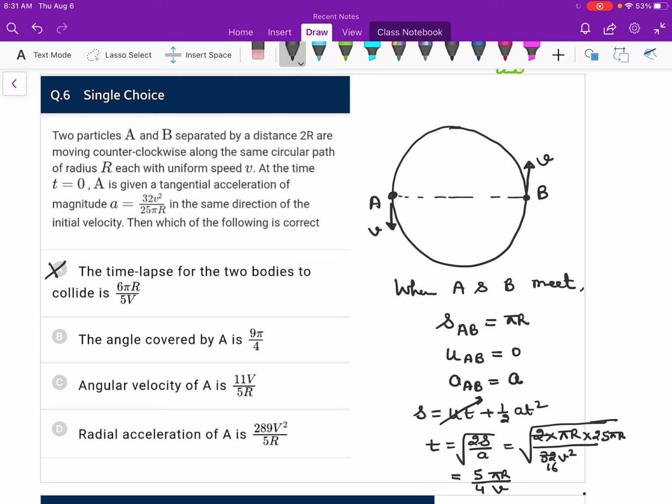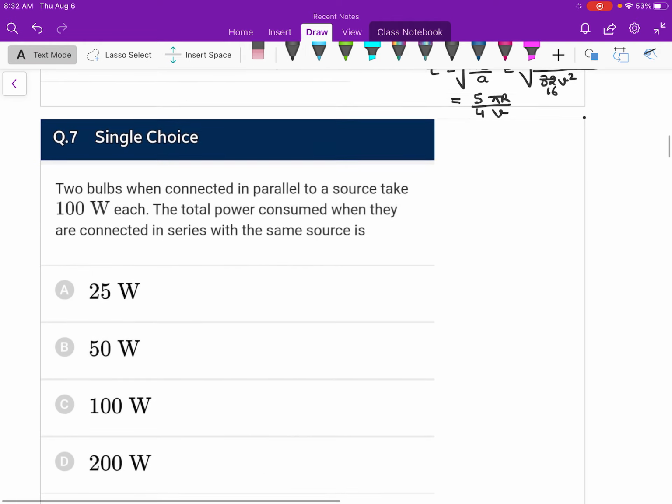Now angle covered by A, delta theta of A is delta theta of B plus pi radian. A has to travel pi radian more as compared to the angle which is traveled by B. So angle traveled by B is angular velocity of B, which is v by r into t plus pi. So v by r, t we have calculated 5 pi r by 4v, 5 pi r by 4v plus pi. So this is 9 pi by 4. So angle covered by A is 9 pi by 4. This is correct option. So A is correct option.